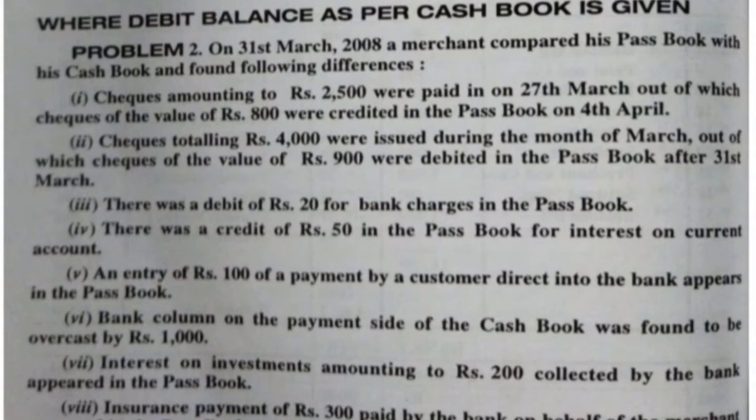Okay. So bank column, the sixth one: the bank column on the payment side of the cash book was found to be overcast by rupees 1000. Found to be overcast on the payment side means, see, we need to understand the cash book found overcast by rupees 1000. So he is saying it is on the payment side.